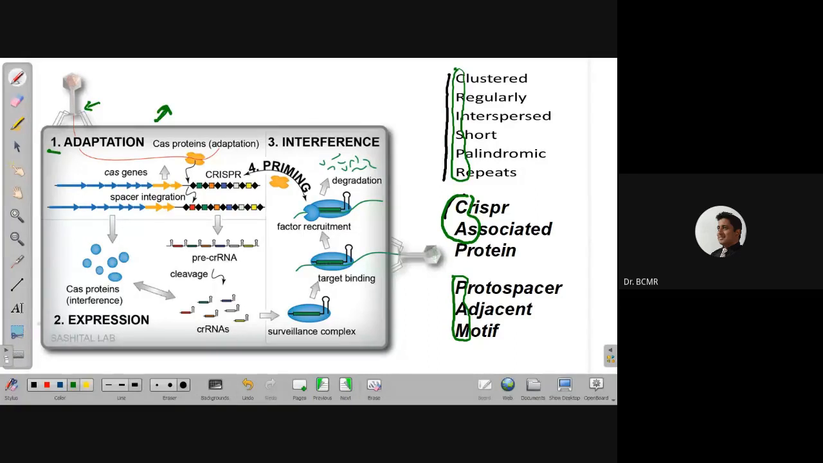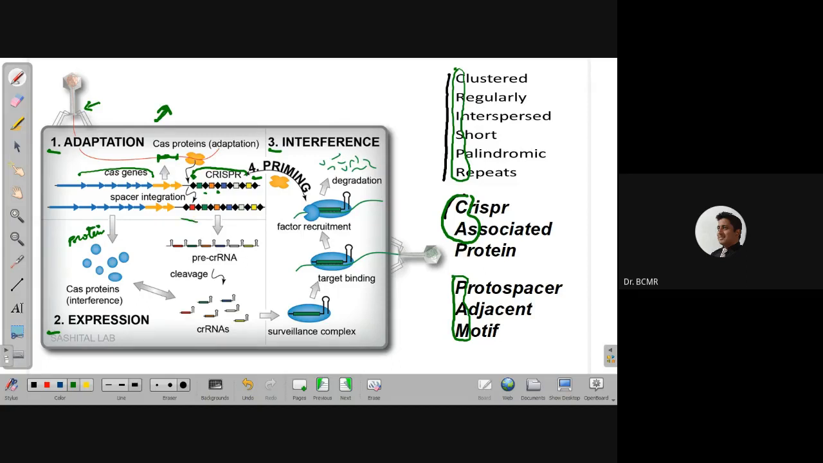That is adaptation, expression, and then interference and priming. Adaptation is the ability to pick up some DNA from the phage. Some part of the phage DNA is picked up and put into CRISPR, the region that we have discussed previously. And for the expression of CRISPR genes, the CRISPR has 2 sets: there are Cas genes and the CRISPR loci. CRISPR loci is where these protospacers and repeats are present, and Cas genes produce proteins involved in several activities.